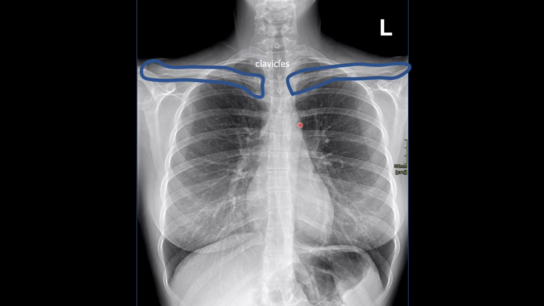So the clavicles are the two long bones that are running at sort of a horizontal angle on either side. Very important to pay attention to the proximal and the distal ends of the clavicle, and also look for example, fractures or dislocation of the head or the dislocation at the AC joint.